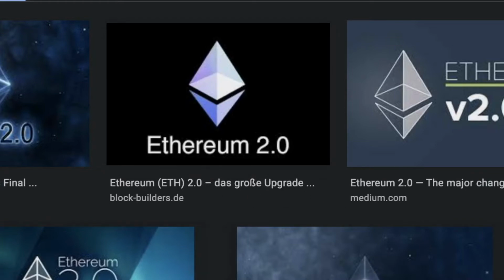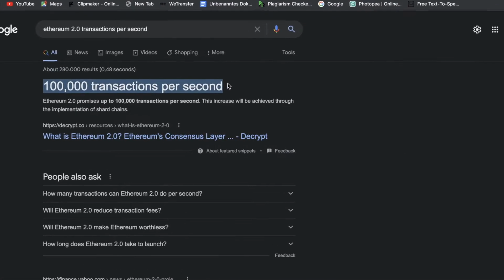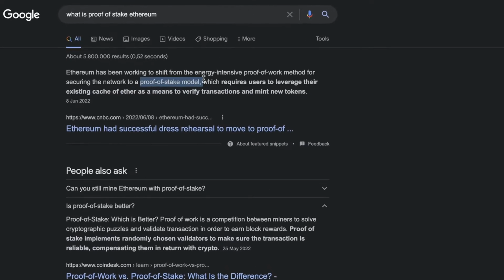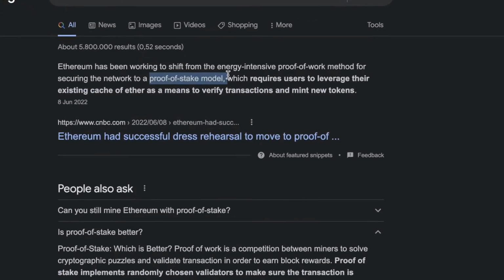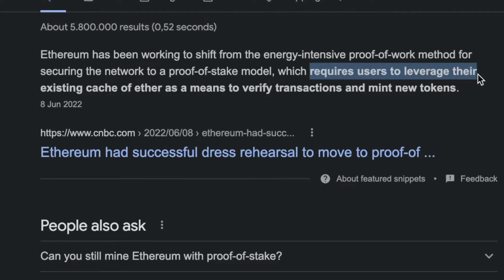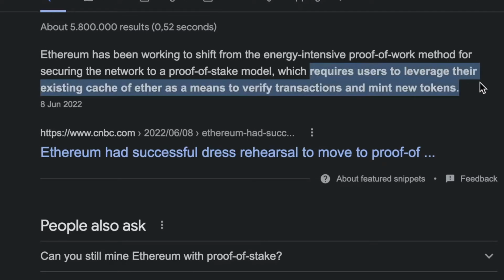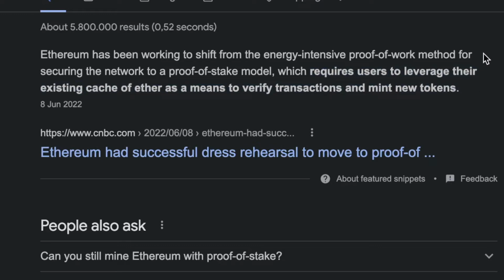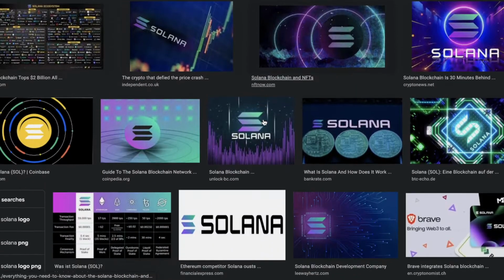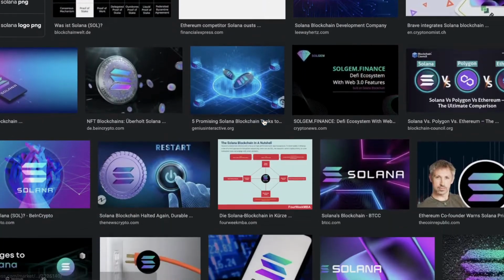Ethereum 2.0 is going to improve the transaction speed tremendously and will, according to reports, be able to perform 100,000 transactions per second. They are going to do this by basing it on the proof of stake model, and proof of stake is just really faster because there are no miners that are competing with each other to solve cryptographic codes. Proof of stake implements randomly chosen validators to make sure these transactions are reliable. But since ETH2 is not out yet, until then Solana for sure has a big advantage over ETH in terms of speed.